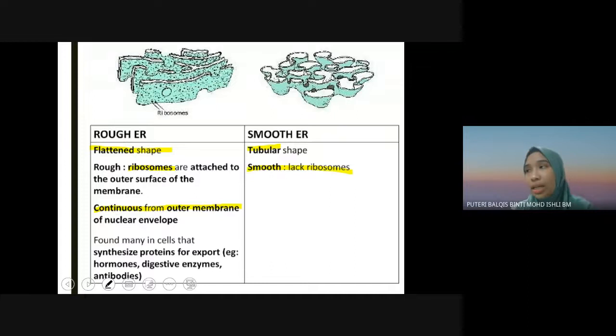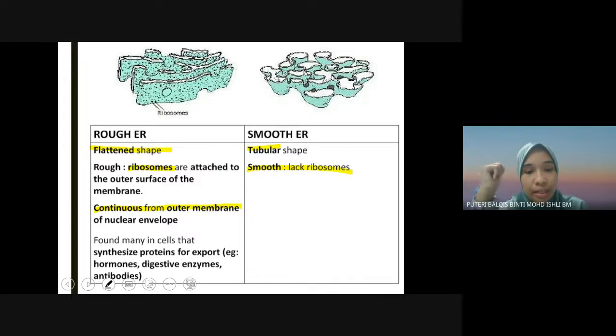So basically, rough dia lebih dekat dengan nukleus. Smooth lebih jauh daripada nukleus. 3 benda tu yang you boleh differentiate ataupun you boleh tengok. Okay, atau ya, daripada kalau soalan bagi gambar kan, okay, you nak identify yang mana? Tengok 3 benda tu. Shape, ada ribosom atau tak, lepas tu location.